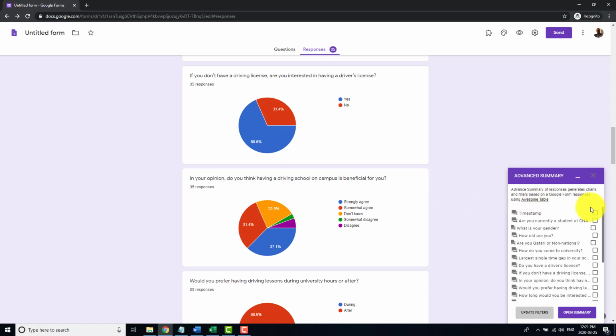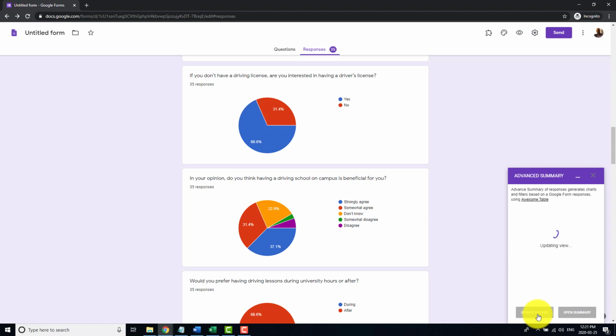How can we filter people? We can filter people by their gender. Do males like this business more than females? We can find out. Is it by age group? Or is it by nationality? Okay, it could be others too. All right, so I'm going to pick these three: gender, age, and nationality. I'm going to click Update Filters. It opens a new tab for me.